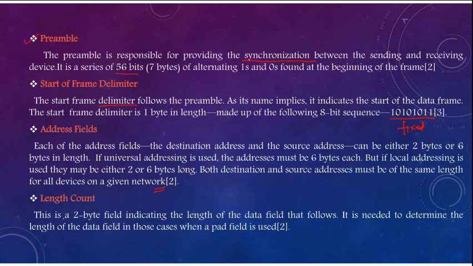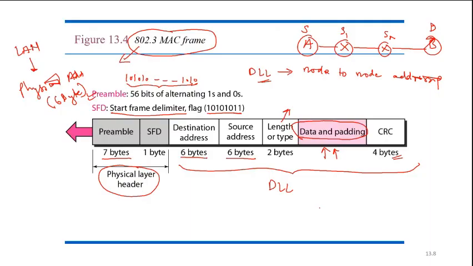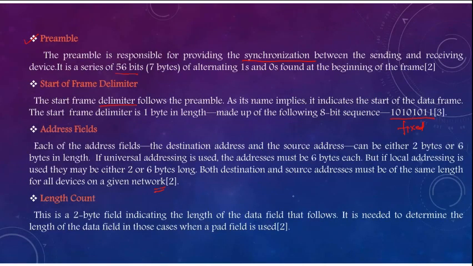Length count. This is a 2 byte field indicating the length of the data field that follows. So this will indicate what the length of the data field is, given by the length field. It is needed to determine the length of the data field in those cases when a pad field is used. Padding is required if the data field is of smaller length. If the data is of a small size, then padding is used.